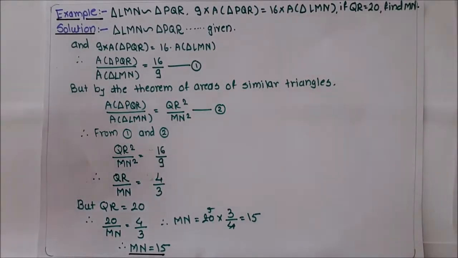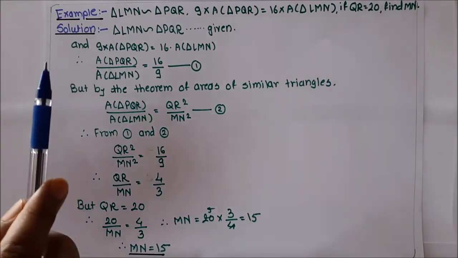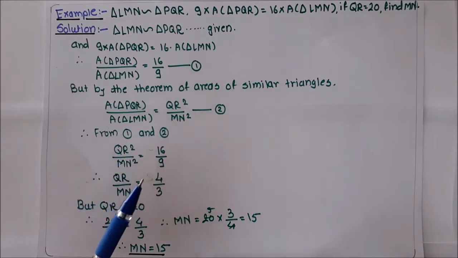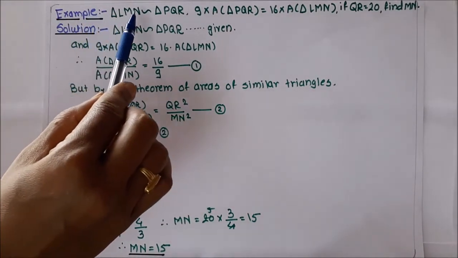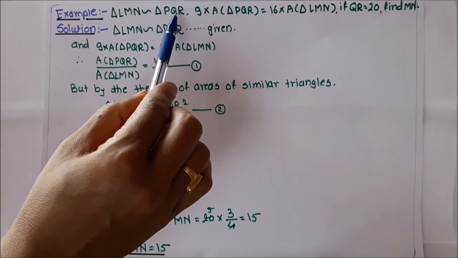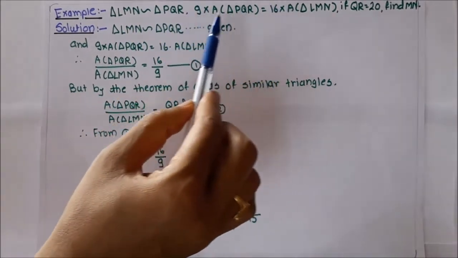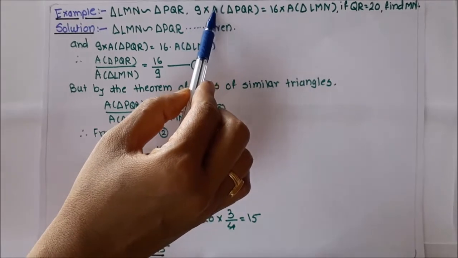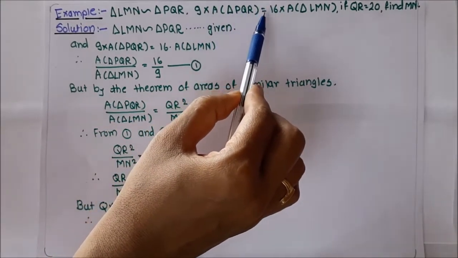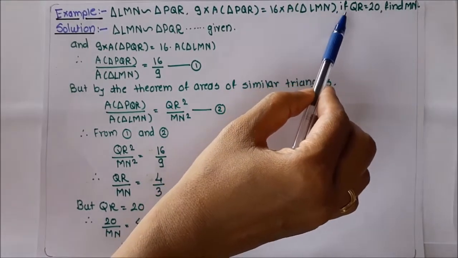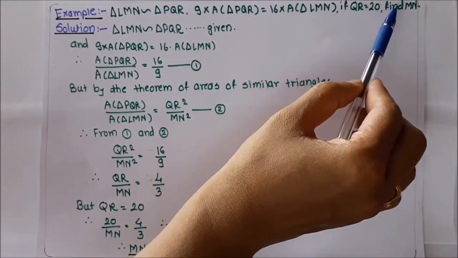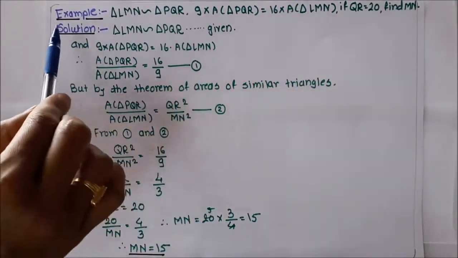Now students, we are going to solve one example depending upon the theorem of the areas of similar triangles. At first we will read the example, that is triangle LMN is similar to triangle PQR, and also one relation is given that 9 area of PQR is equal to 16 area of triangle LMN, and if QR is 20, find MN.